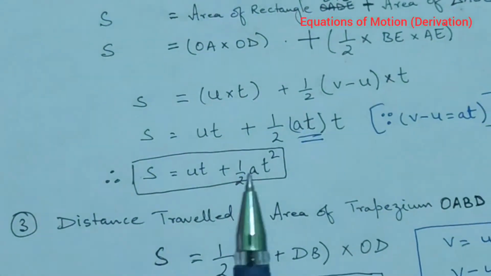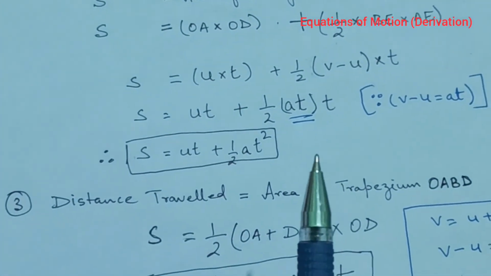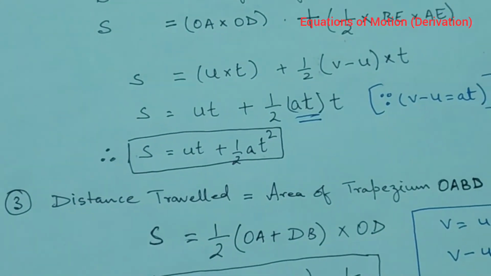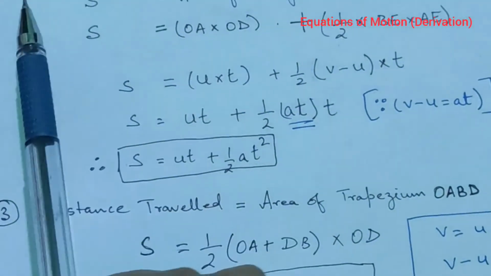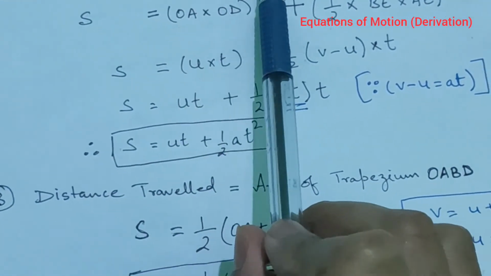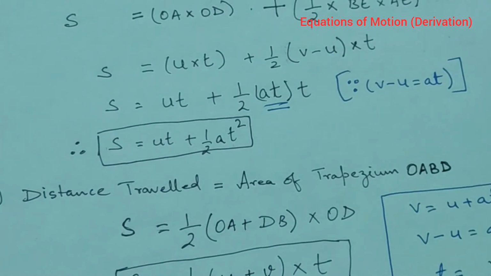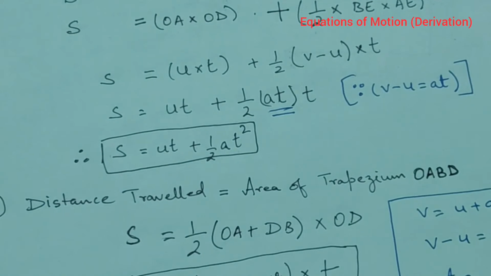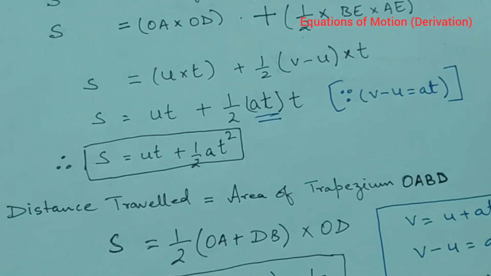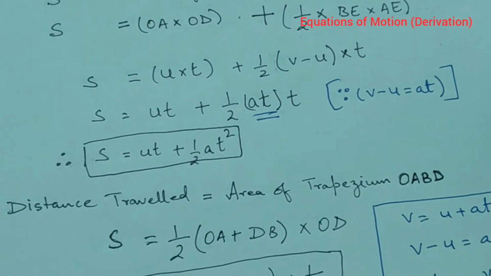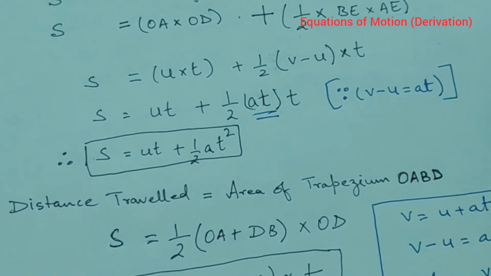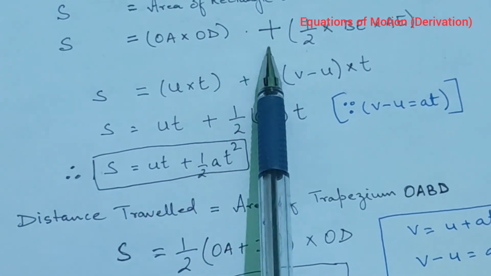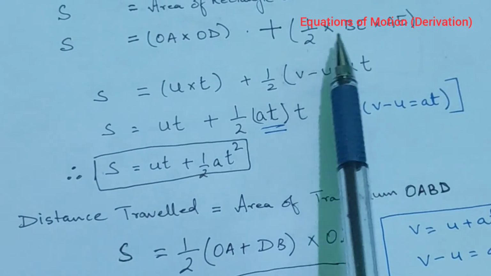Now for the second equation of motion, that is s equal to ut plus half at square, we know that the area enclosed within the graph gives us the distance traveled. So the distance traveled is equal to the area of trapezium OABD. This area can be divided into two areas, the area of this rectangle plus the area of this triangle. The area of a rectangle is length into breadth, plus the area of a triangle is half base into height.